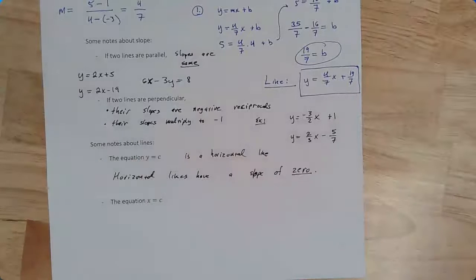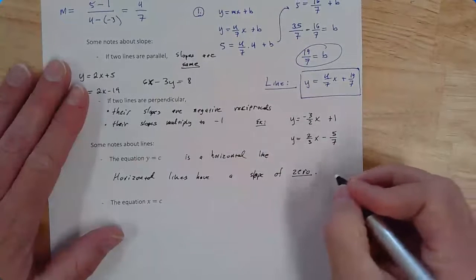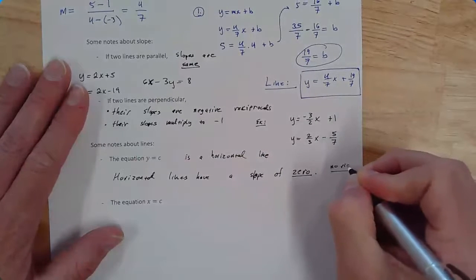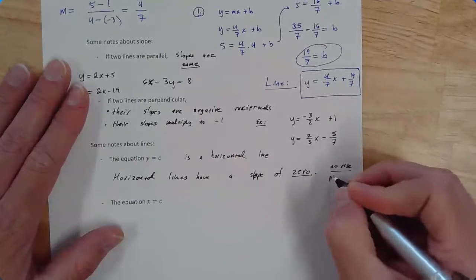Which makes sense if you think about the rise over run thing, because if you're horizontal, you're getting no rise over as much run as you want. No rise over plenty of run.